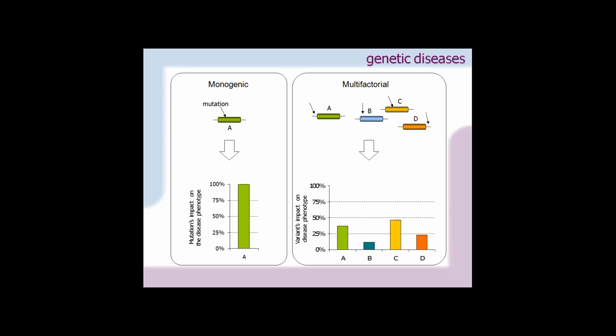On the left, we see that there are genetic diseases in which a single mutation in a single gene is responsible for a single disease. These are genetic diseases, monogenic diseases.